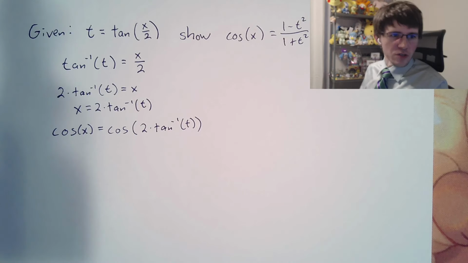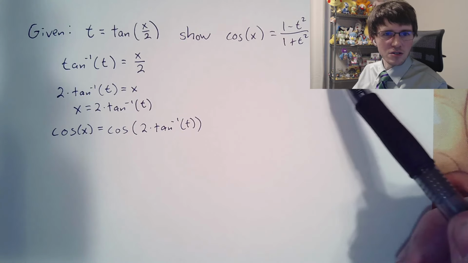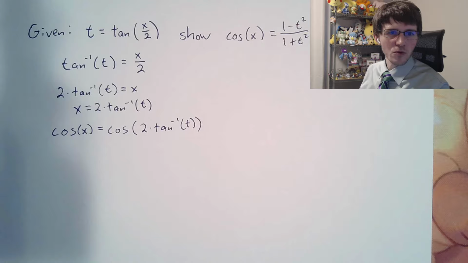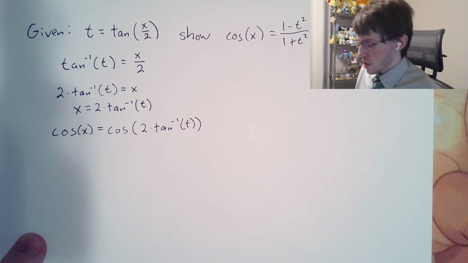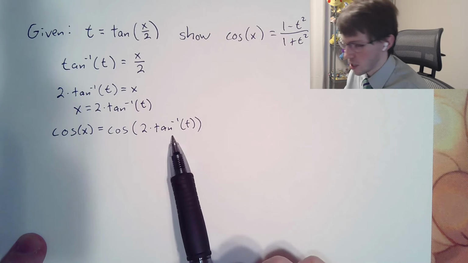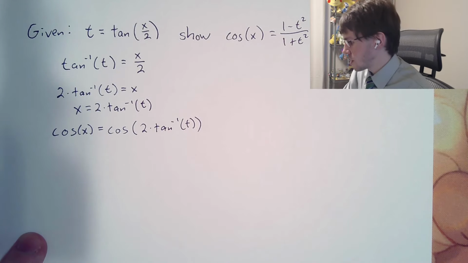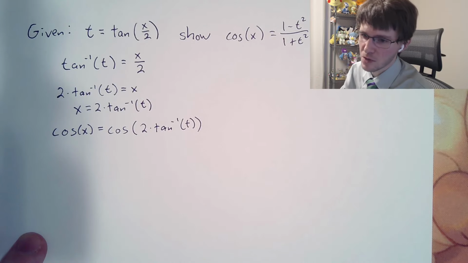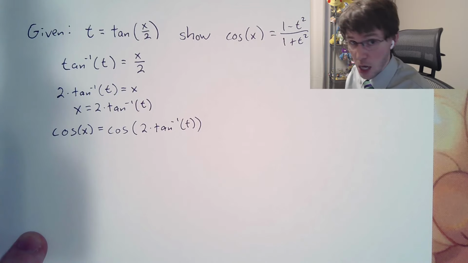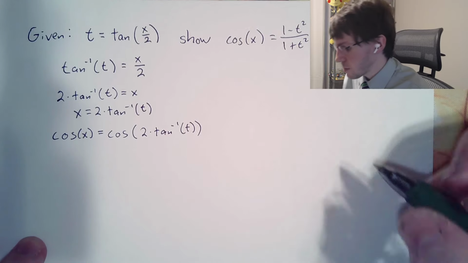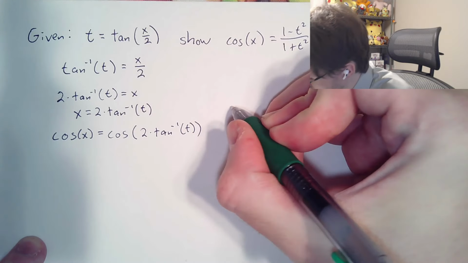Great. Now all we have to do is show that the cosine of 2 times the tangent inverse of t is (1 minus t squared) over (1 plus t squared). We're doing awesome. The reason why we're doing so awesome is that we have the cosine of 2 times something. Now, anytime you have a trigonometric function of 2 times it, there's going to be something nice and neat that we call the double angle identity. So the double angle identity for cosine happens to look like this.